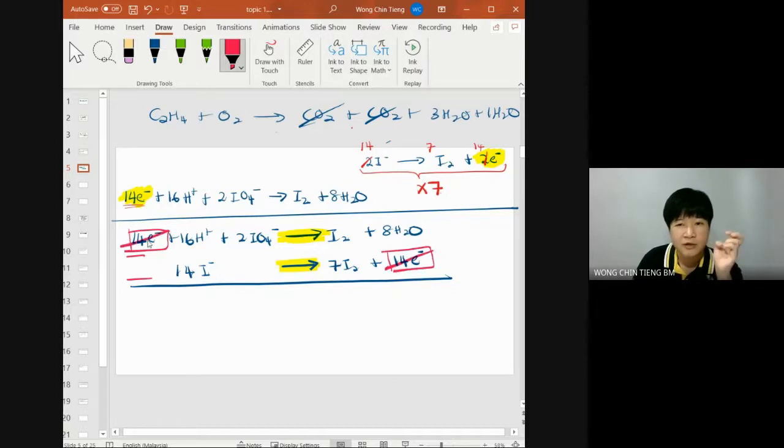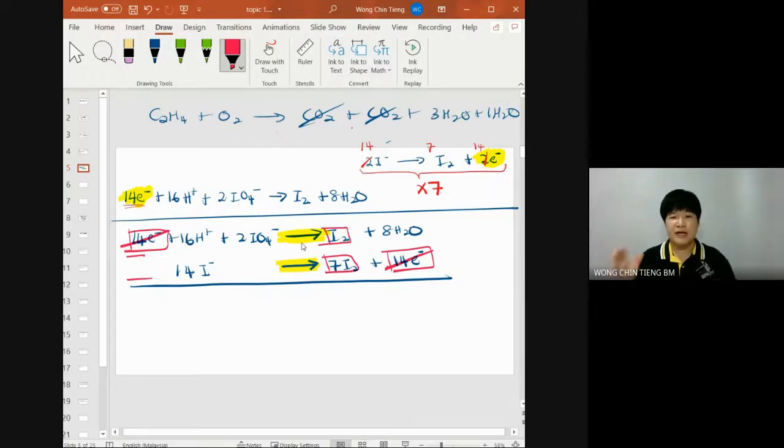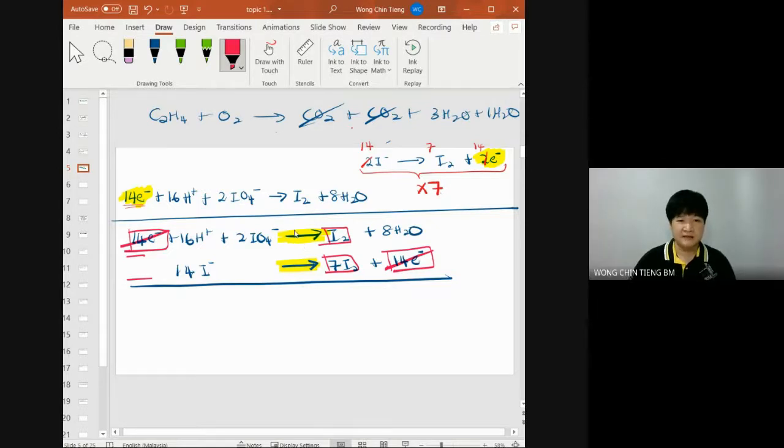So, kenapa kita potong elektron? Because they are right now in the opposite direction, opposite side. So bila bertentangan arah, kita tolak. What happen kalau sama? Kita buat apa? Haifah? Haifah, kalau sama? Balance kan? Balance. Oh, kalau bertentangan arah, kita tolak. So kalau sama arah? Tambah. Thank you, Nawash. Kita akan tambah.